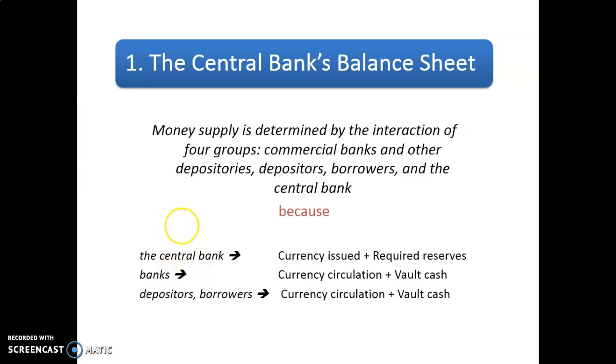All of the four groups can influence money supply. The central bank can influence the money supply by determining how much currency is issued and reserve requirements. Banks influence it by how much money they have in circulation by lending money and how much they retain in vault cash and reserves. And then depositors and borrowers, the same thing: how much money they have in circulation and how much they have on deposit at various depository institutions.